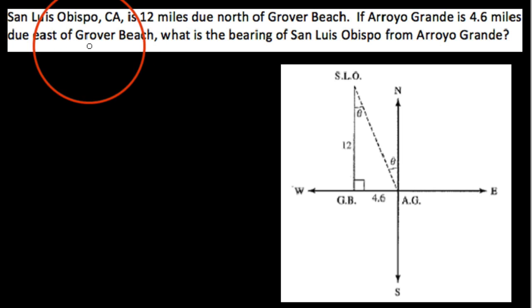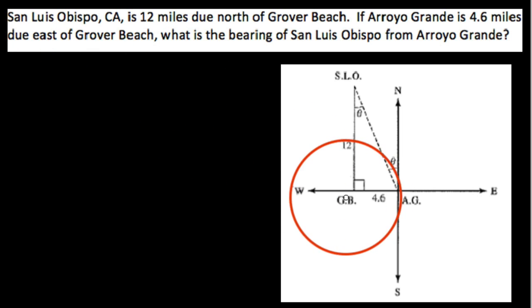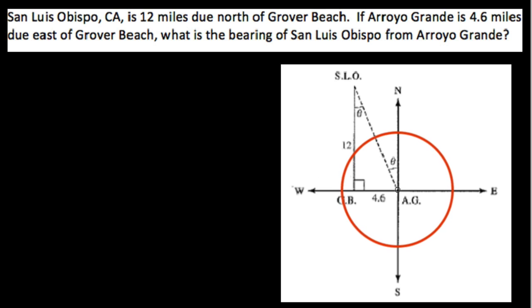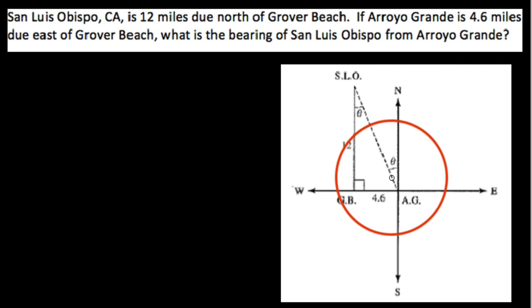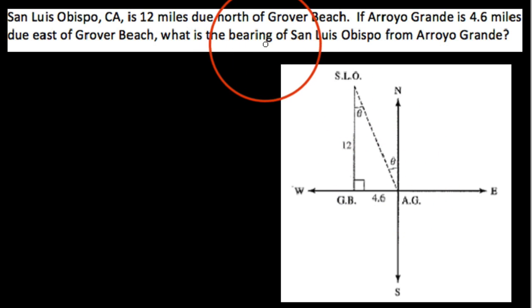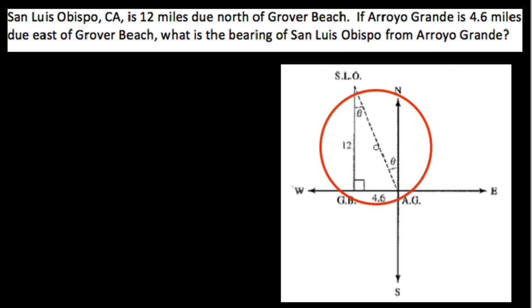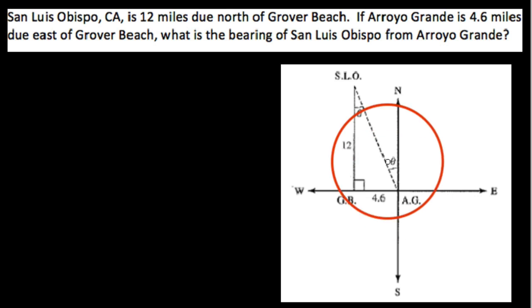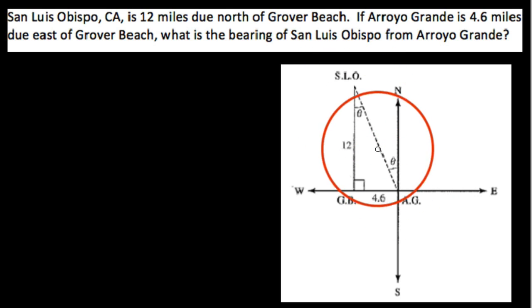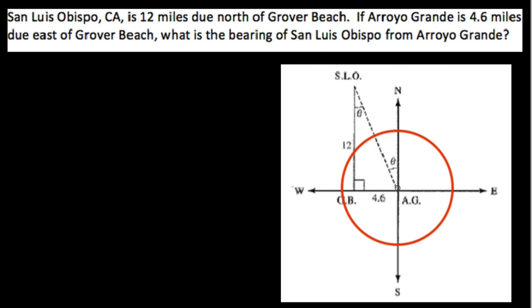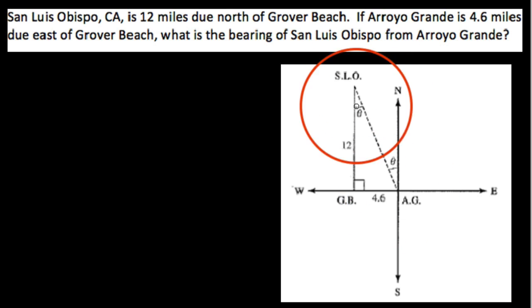So we say, okay, 4.6 miles east of Grover Beach, and Grover Beach was down here. You land in Arroyo Grande. So the question here is this: what is the bearing of San Luis Obispo from Arroyo Grande? If Arroyo Grande is here, and San Luis Obispo is up here, I want the bearing from AG up to SLO.